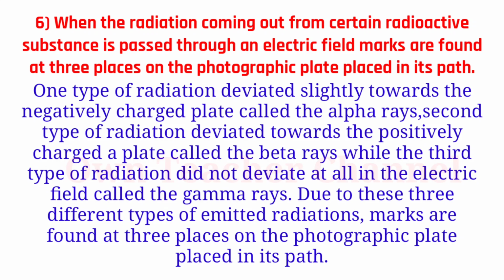Due to these three different types of emitted radiations, marks are found at three places on the photographic plate placed in its path.